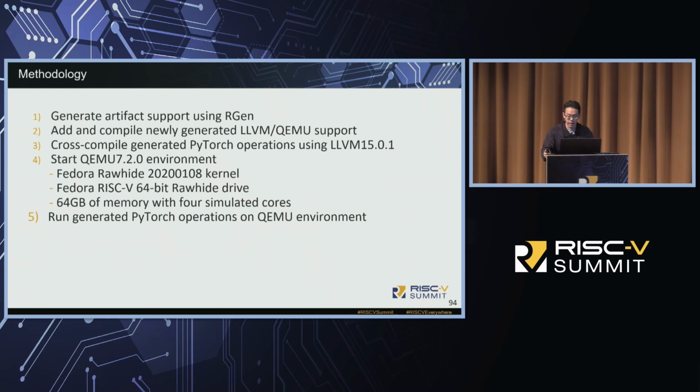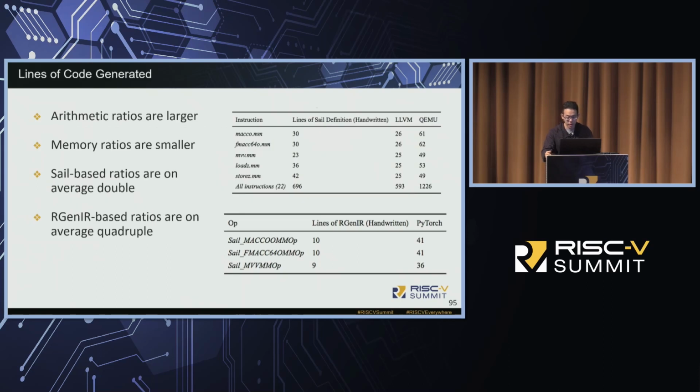With that out of the way, I will go over how we tested RGen. After RGen is used to generate support for LLVM, QEMU, and PyTorch, the generated files are added into the respective artifacts. Some of the generated files are added into the artifacts directly, while some of them have to be cross-compiled. For example, PyTorch's support has to be cross-compiled and added later on. These two tables show the ratios of generated to handwritten lines of code. The top table is the one for the lines of SAIL definition to LLVM and QEMU.